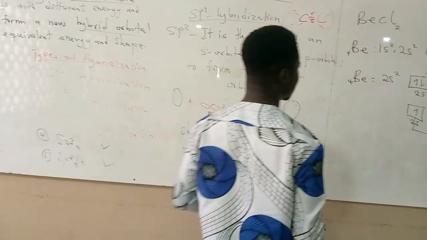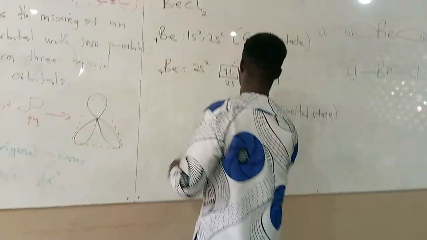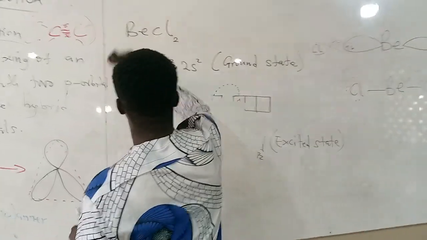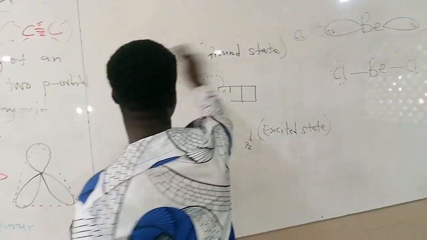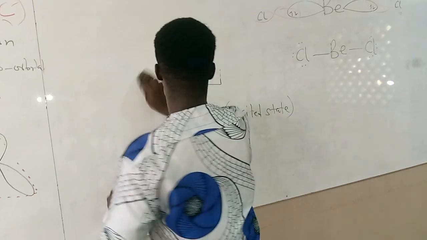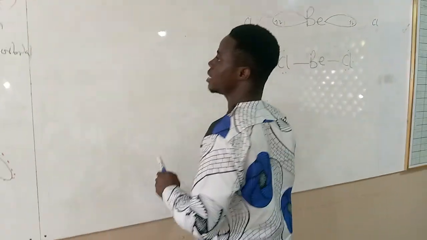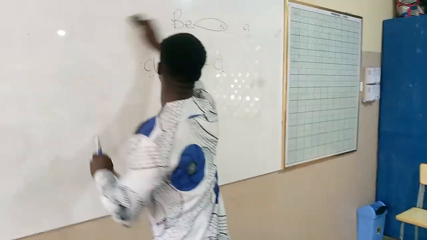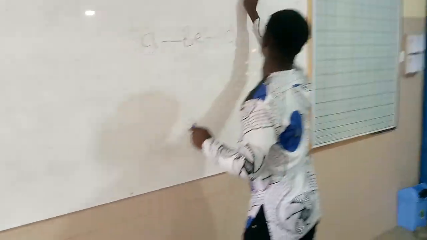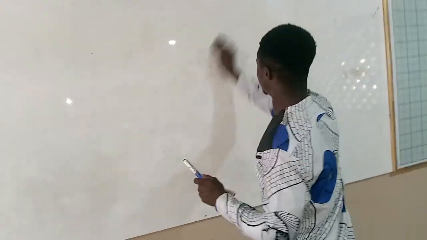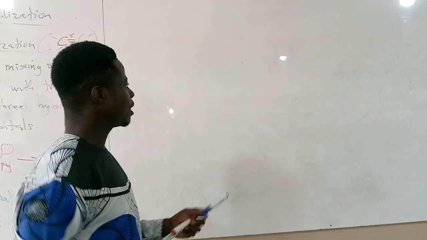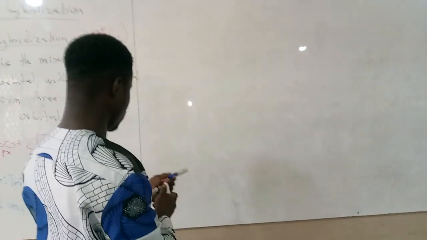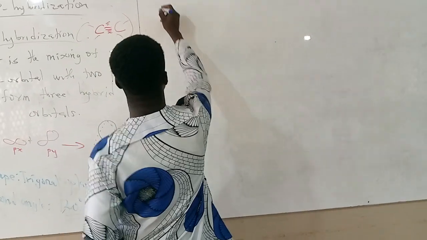All right, now let's look at how we can also form an example of a molecule having sp2 hybridization. There are so many examples. I'm just working on one example. You can get more examples and work on them to understand the concept better.